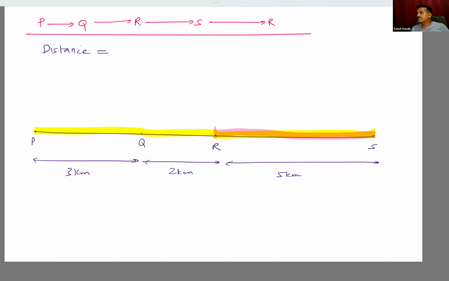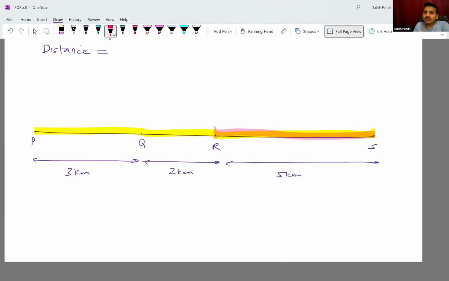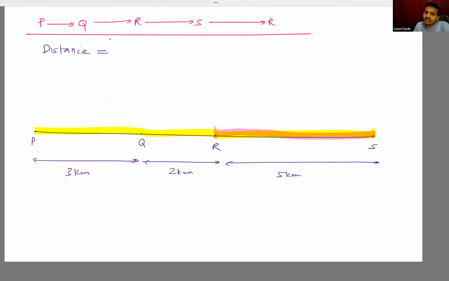Okay. Let's actually discuss this. See, all of you listen. Distance traveled means total path length covered from the start to end. I'm traveling from P to Q first. So PQ plus QR plus RS plus again I'm returning back also, right? So SR. So PQ is 3 plus 2 plus 5 plus again 5.